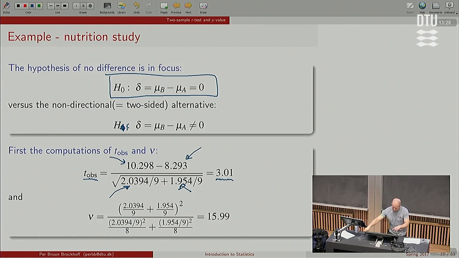Now I've shown you also here, if I plug in the standard deviations and the variances, I get degrees of freedom 16. That's no coincidence that I get 16. It basically corresponds to 9 minus 1 plus 9 minus 1. In some cases, that's where we end with this complicated degrees of freedom computation. In other cases, it will be smaller. But 16 is a pretty classical place to end.